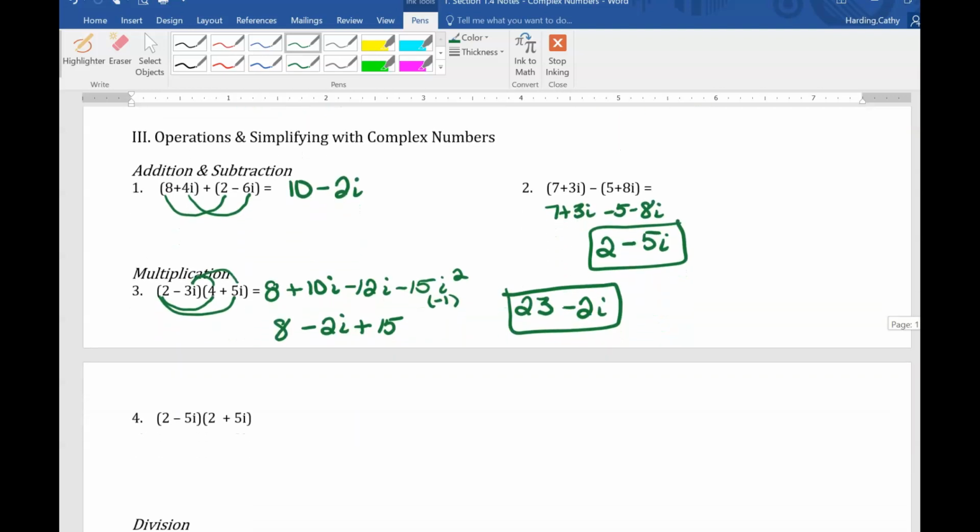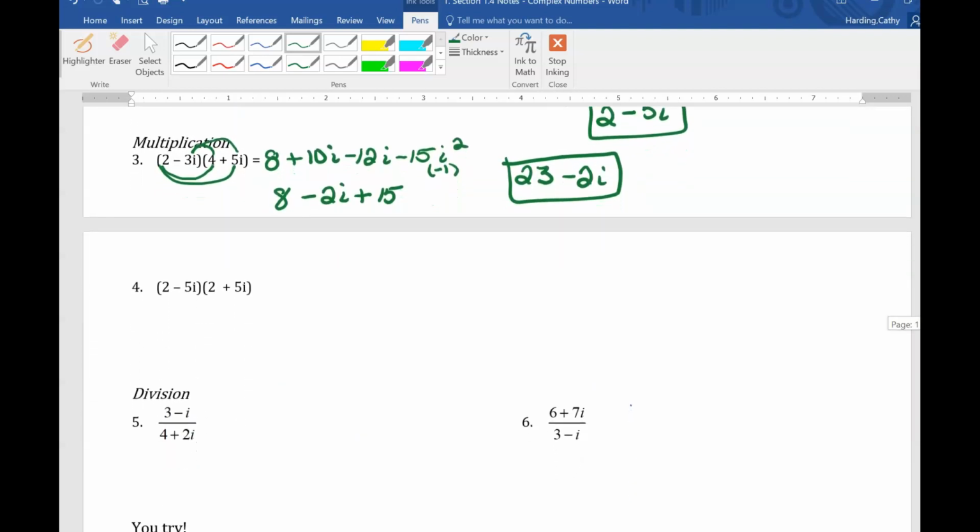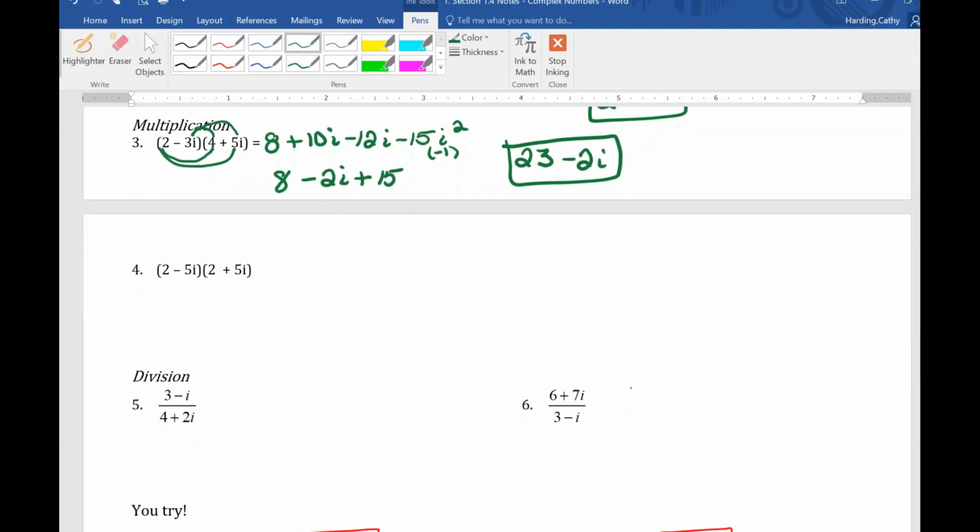If you take a look at the top of the next page, there's a special type of complex numbers, or special types of complex numbers, that are called conjugates. So if you look at number 4, do you see how they have the same real parts? And then the imaginary parts are the same numbers, just one is positive, one is negative. And the reason that conjugates are important is because when you multiply conjugates, you get only a real number.